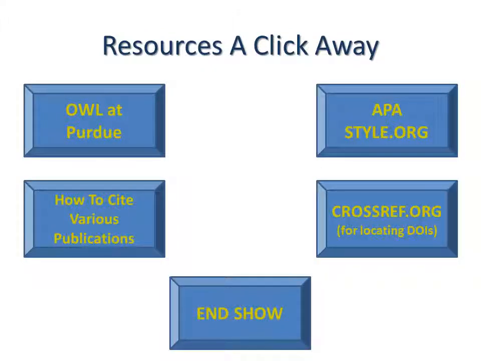Well, here's a couple of resources to help you further with APA style. The Online Writing Lab at Purdue is an excellent resource that has a lot of examples that you can use for various different types of things that you might be citing. Websites, journal articles, books, those kinds of things. APAstyle.org has an online tutorial which can help you learn the basics of APA style. There's a couple of other things, including that link to crossref.org for locating DOIs.